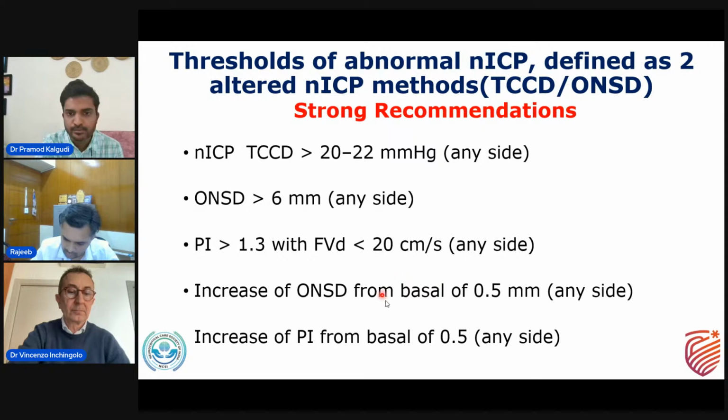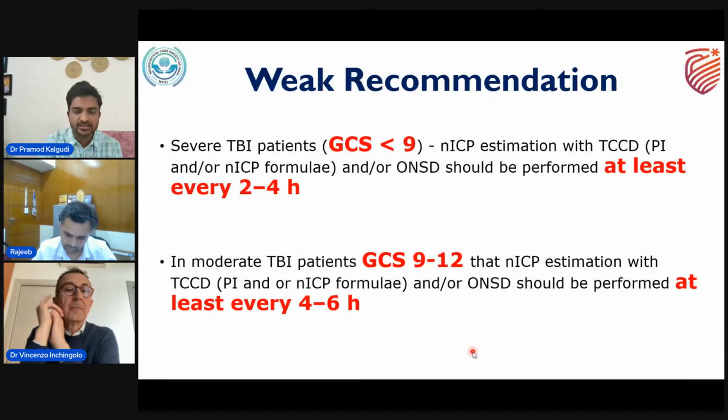So this is a very important thing, to always measure a basal value. If there is an increase by 0.5 millimeter on any side, that tells you that that's an abnormal ICP. And then if the increase in PI from the basal value is 0.5 on any side, that also tells you that there is an abnormal ICP.